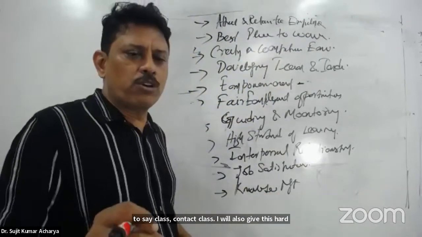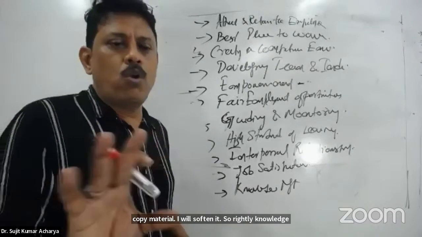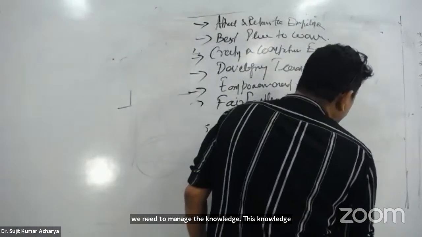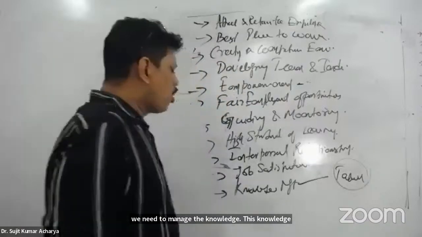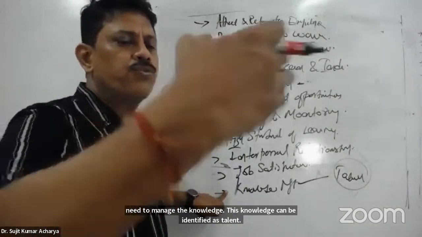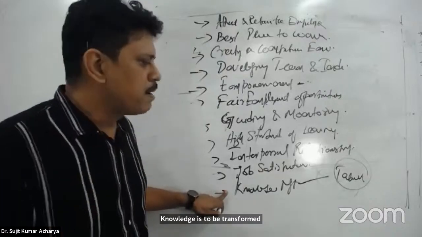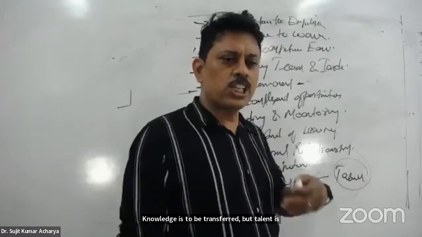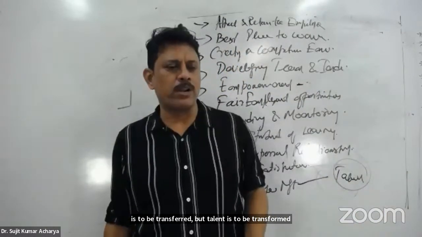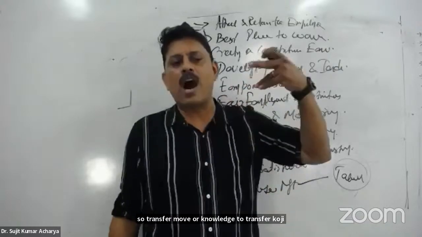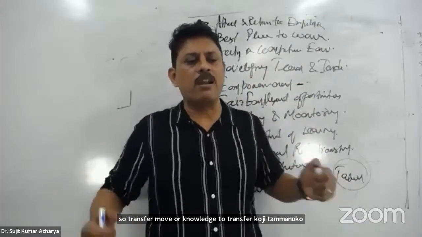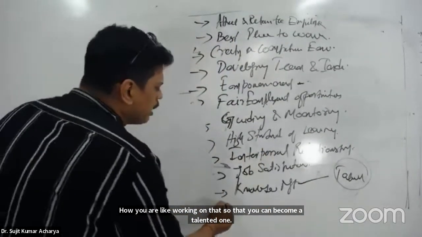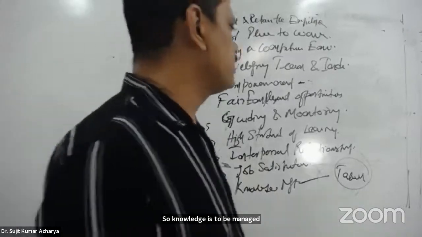Knowledge management. We need to manage the knowledge. This knowledge can be identified as talent. Knowledge is to be transferred, but talent is to be transformed. When you take that knowledge and work on it, you can become a talented one. So knowledge is to be managed so that talented people will be created in the organization. So what is that? Knowledge management.